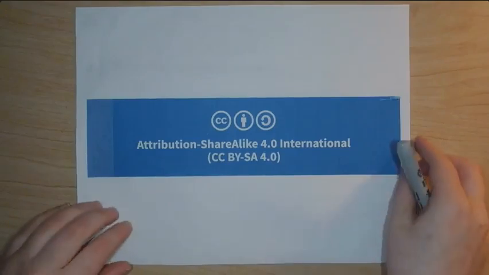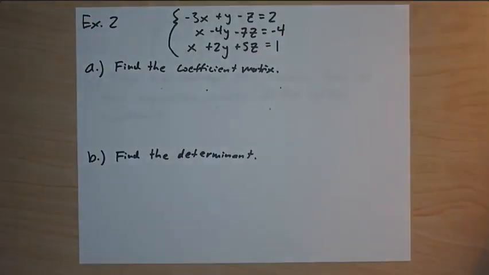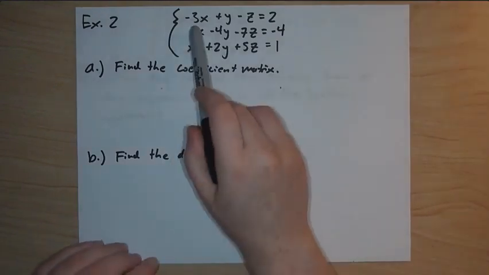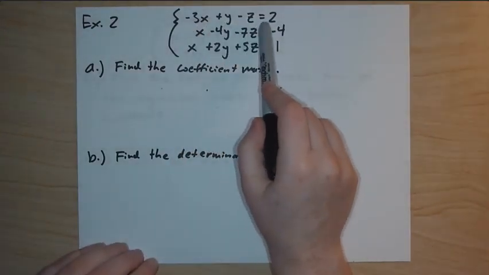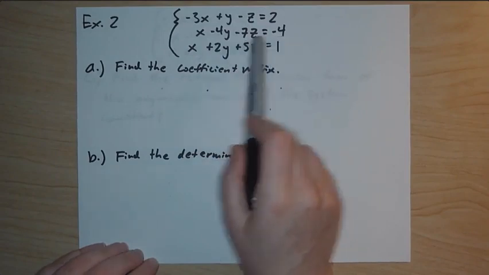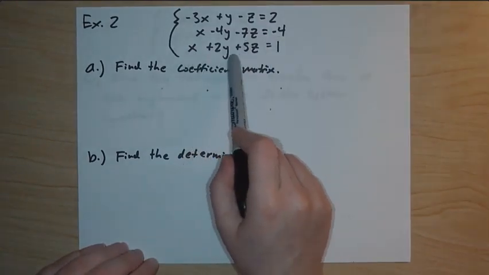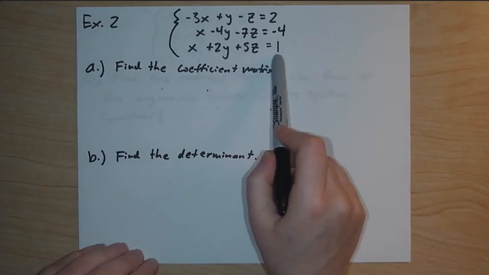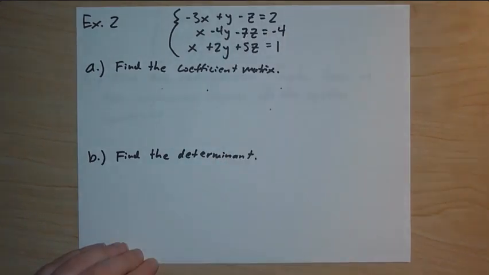This is Lab 25, Example 2. We have the system of equations, negative 3x plus y minus z is equal to 2, x minus 4y minus 7z is equal to negative 4, and x plus 2y plus 5z is equal to 1. We're going to use this system of equations to answer parts A through D.